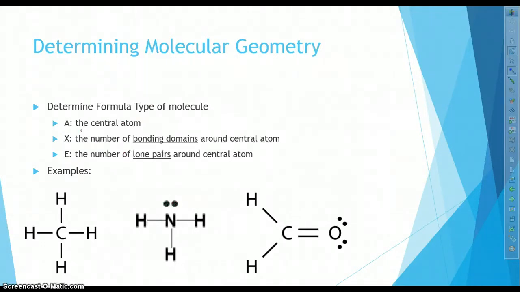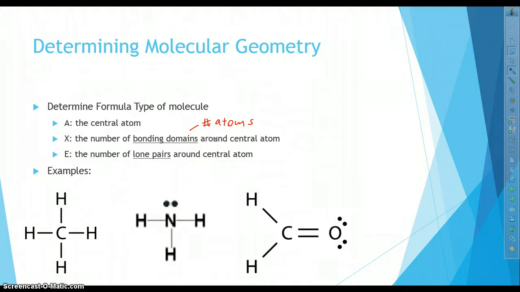You have the central atom, which is represented by the letter A. The X is the number of bonding domains around the central atom. It's not the number of bonds, but the number of bonding domains. You can also view this as the number of atoms around the central atom, either one's fine. And E represents the number of lone pairs around just the central atom.